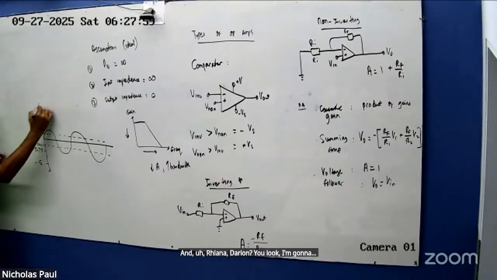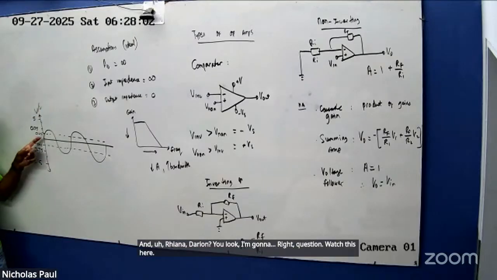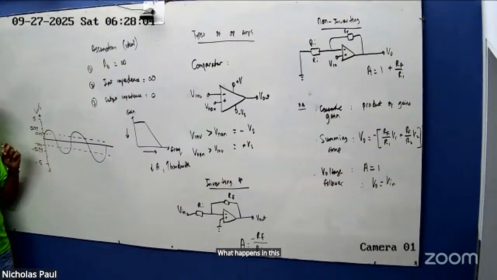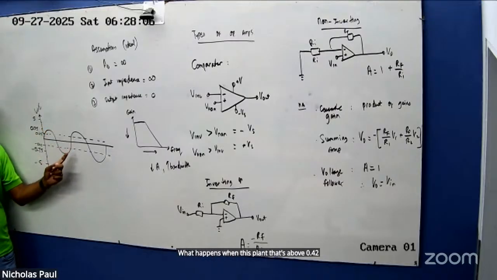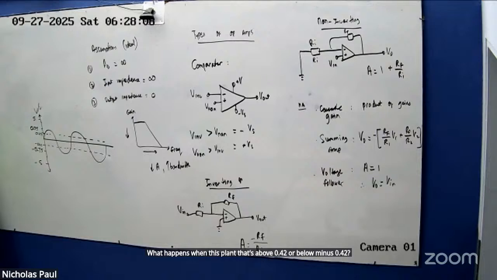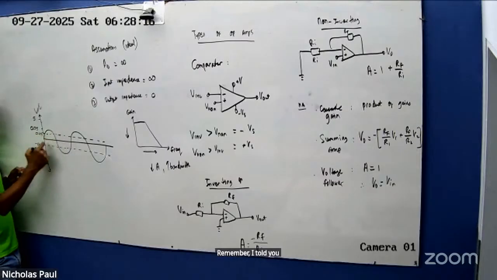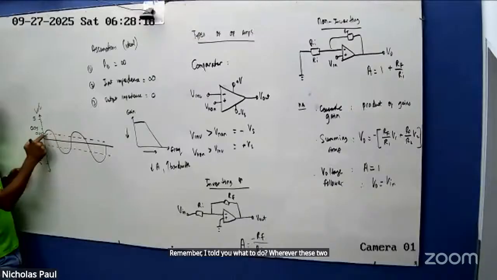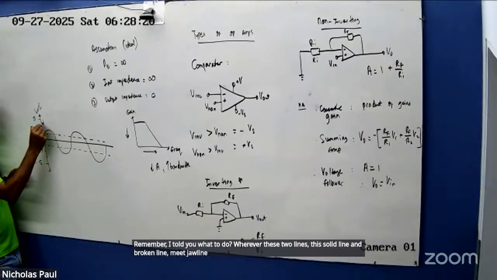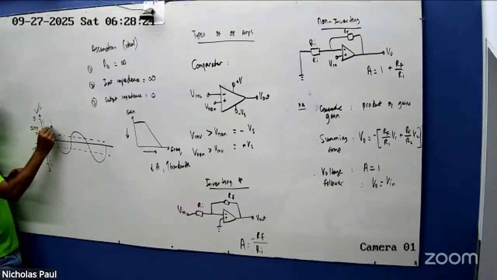Question. What happens in this part that's above 0.42 or below minus 0.42? Too big, right? Those values are called saturation. When it saturates, remember what I told you to do? Wherever these two lines, the solid line and the broken line, meet, draw a line down.